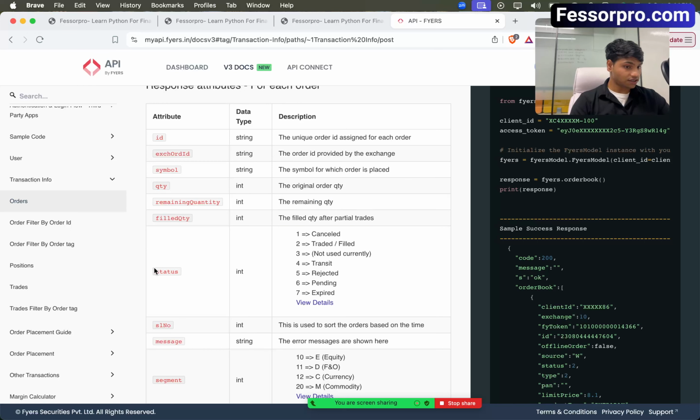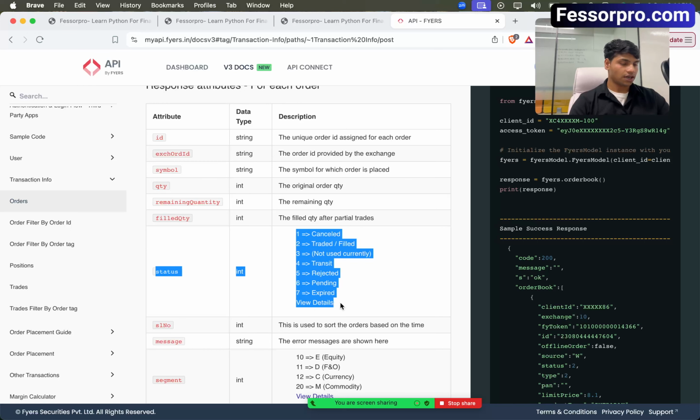Now this status is quite important. Okay. Now what is the status? Whenever you place an order, right, first it goes to the broker. Broker confirms the order. Then it sends the order to the exchange. Once you get a buyer at the desired price, your order gets filled and the broker gets the response from the exchange and gives us that information.